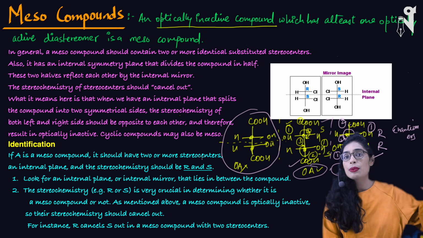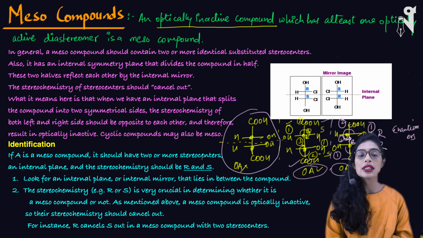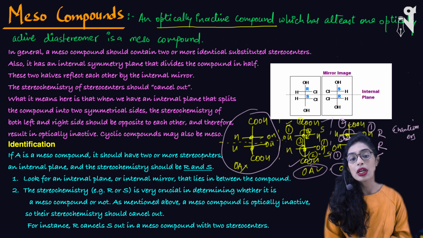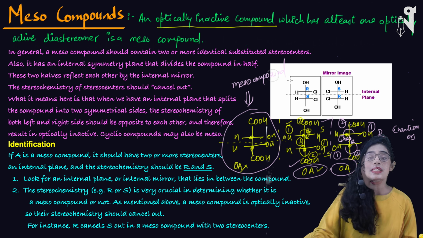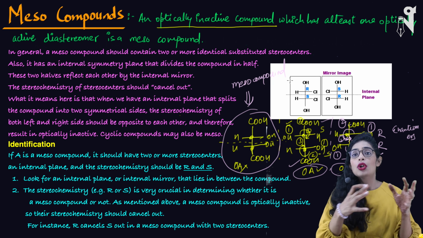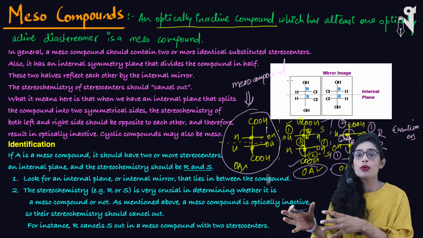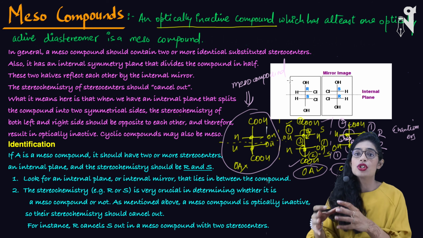Because it has a plane of symmetry and we can cut it into 2 equal halves, this is an optically inactive compound. So this compound is a meso compound. Does it have a diastereomer, a non-mirror image, non-superimposable compound, which is optically active?